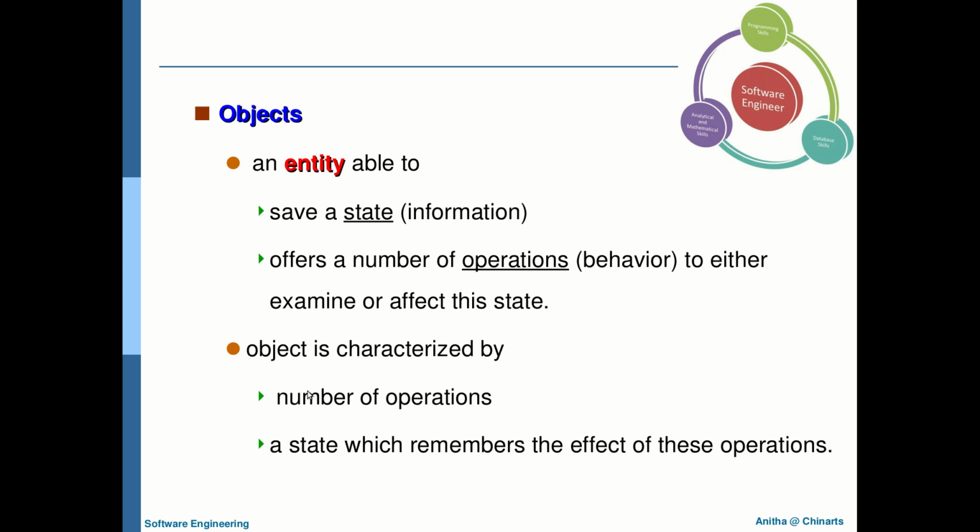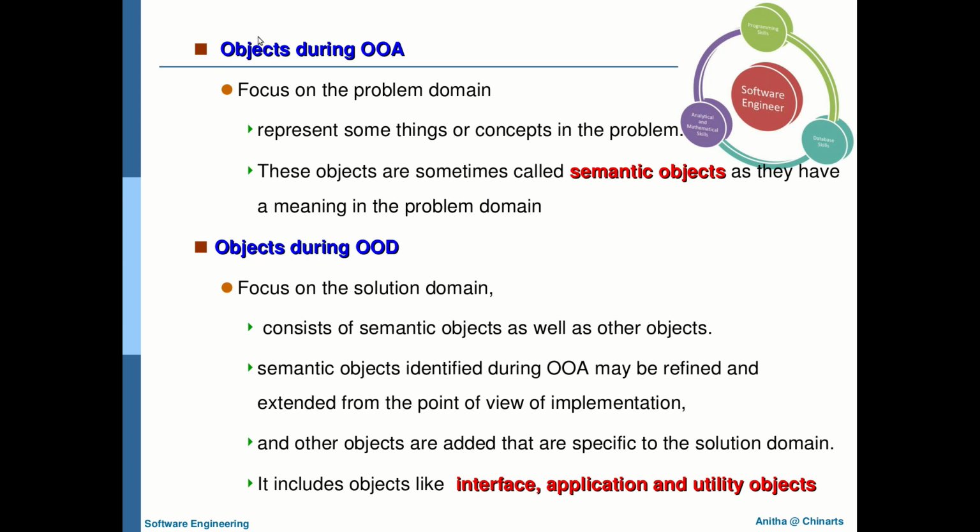Okay. Now, when you use objects during object-oriented analysis, these objects will be focusing on the problem domain. So your object-oriented analysis will focus on the problem domain, and it represents the entities or the concepts based on that particular problem. All the objects used in the problem domain will be called semantic objects, and each will have a meaning in the problem domain also.